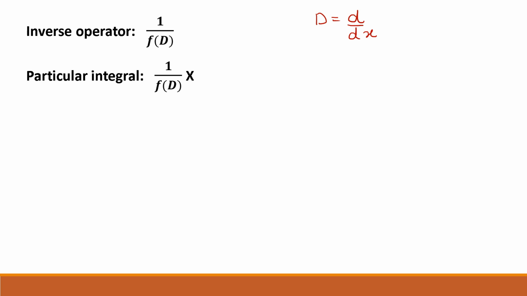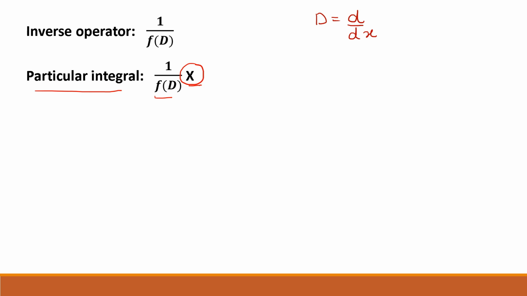Before doing anything, we must know what the inverse operator is. The inverse operator is 1 over f of D. We have already seen what f of D is. Here D is actually the derivative with respect to the independent variable. Here I am assuming my independent variable is x, so that's why capital D will be d over dx. And what is the particular integral? When this operator is operated over the function capital X, you know what X is. Capital X is a function of the independent variable small x. So when this operator is operated over this, that will give you the particular integral.